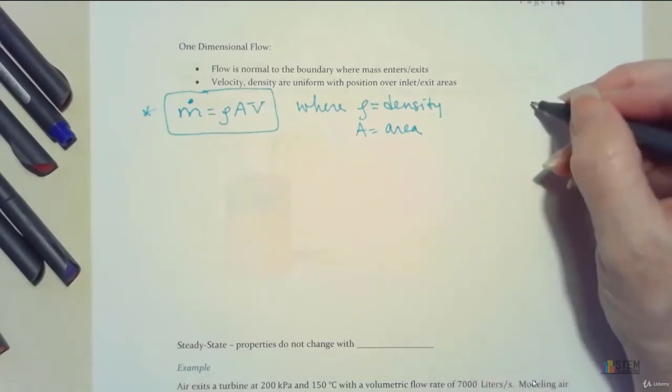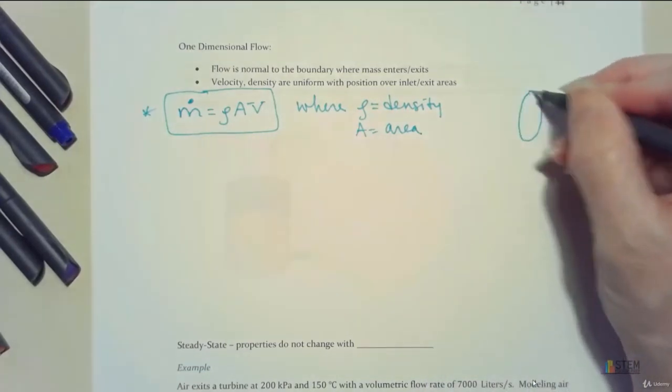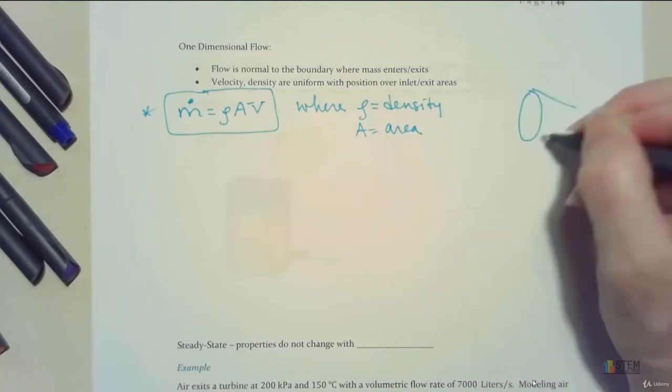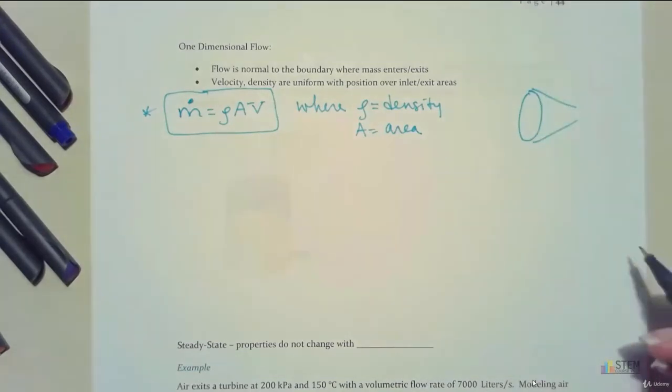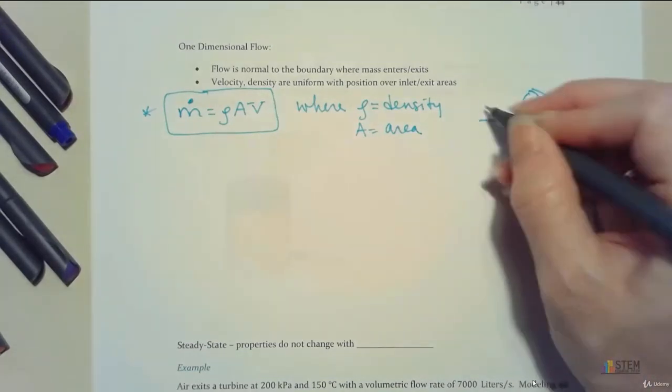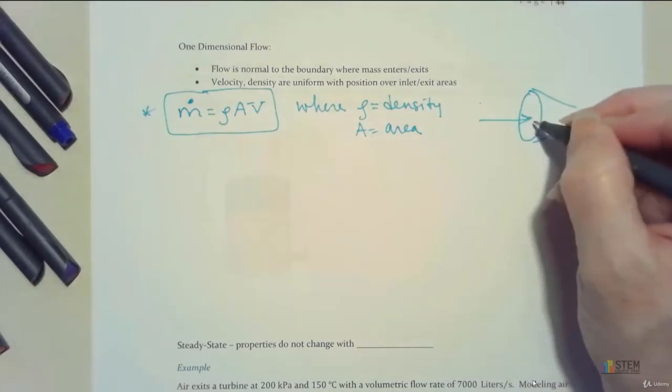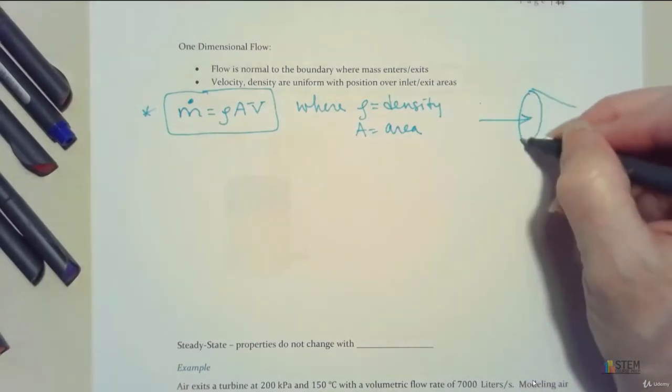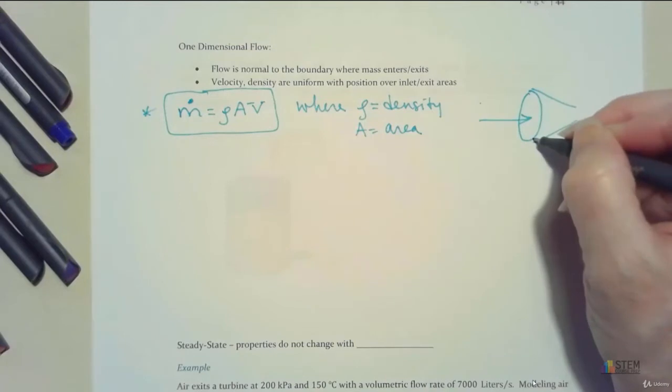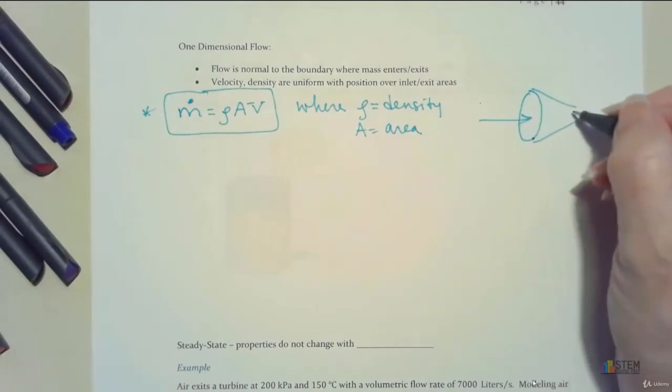And let's draw a picture to go over this. So let's say we have a circular opening here and it's flowing into something that looks like this. All right, so we got mass entering. The area is going to be this cross-sectional area right here where the flow is entering into the system.